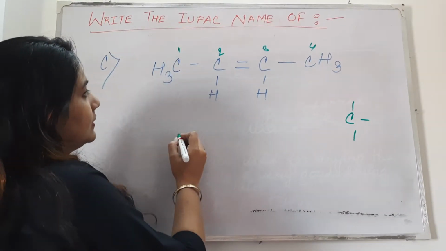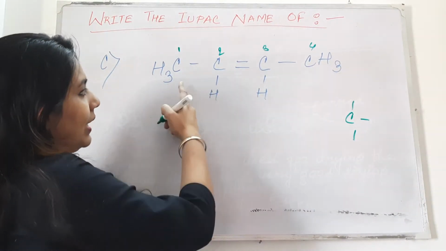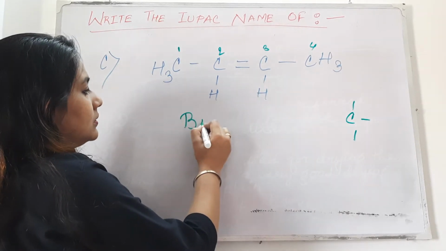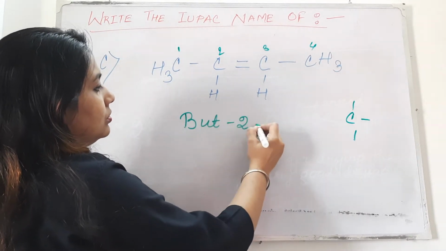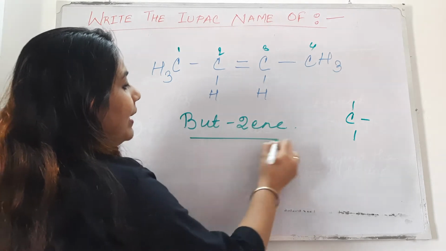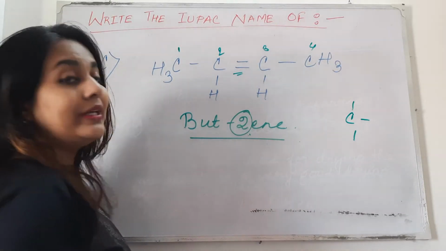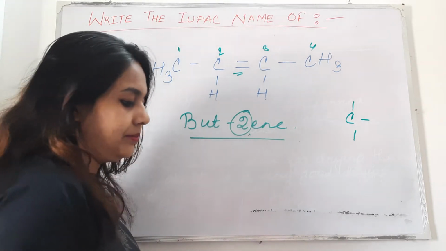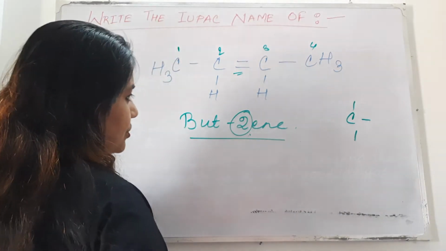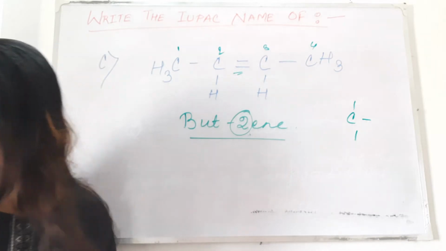So it is 1, 2, 3, 4. But-2-ene. Why 2-ene? Why 2-ene? Because the double bond is at the second carbon atom. So it is but-2-ene.